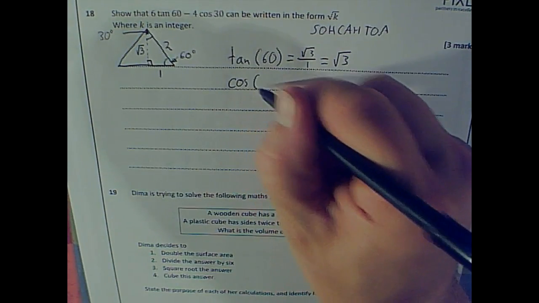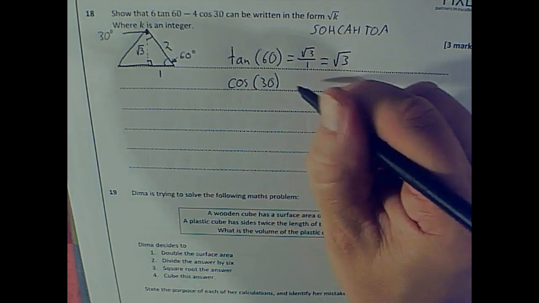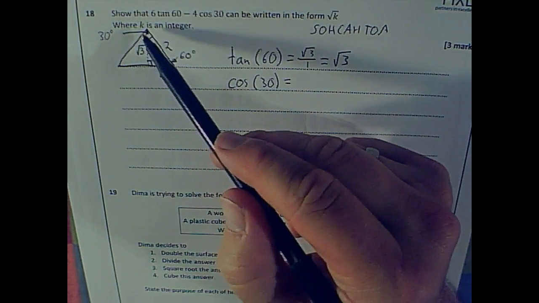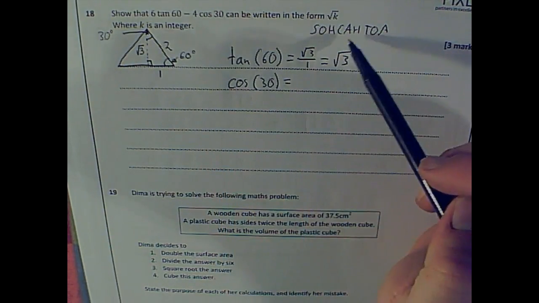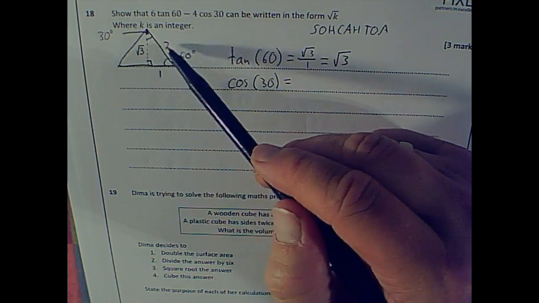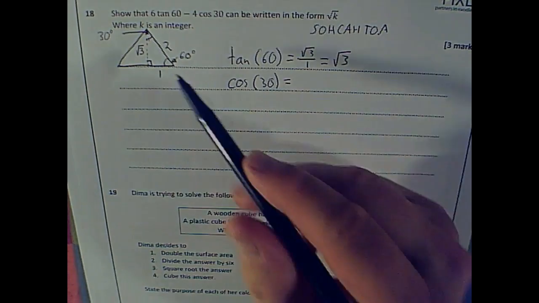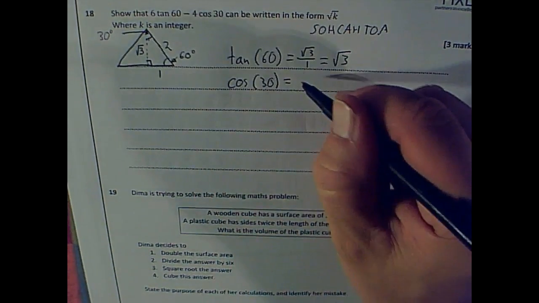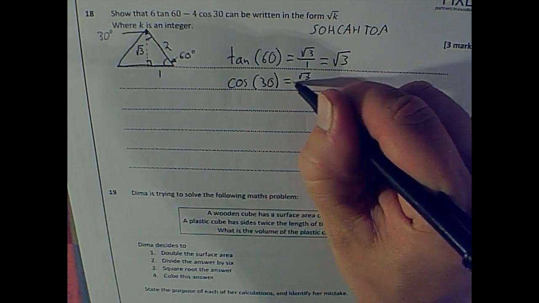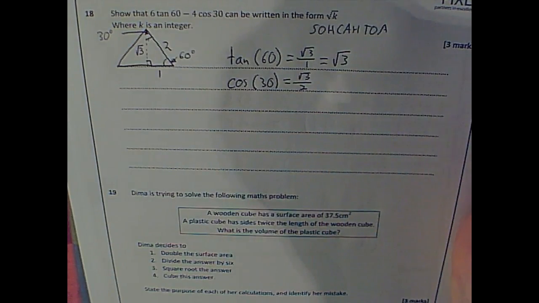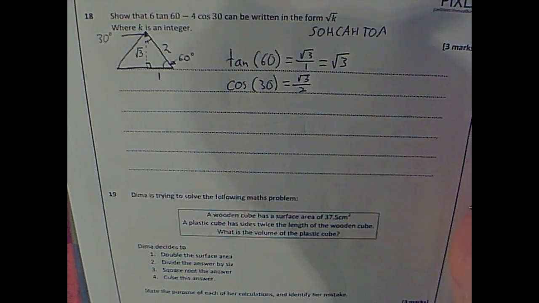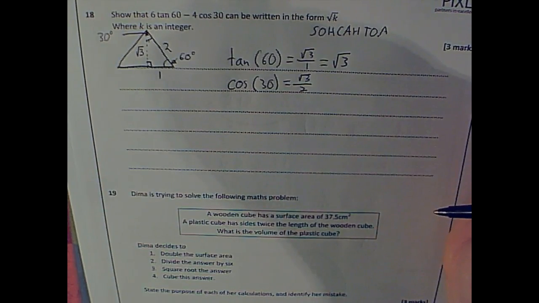Cos 30 equals, okay, so the cos of 30 is, well, what is cos? It's adjacent over hypotenuse. Here's my adjacent, here's my hypotenuse. Adjacent to the 30, because we're talking about the 30. So root 3 over 2. And that's what cos 30 is. I can't simplify that. That's what it is, root 3 over 2.